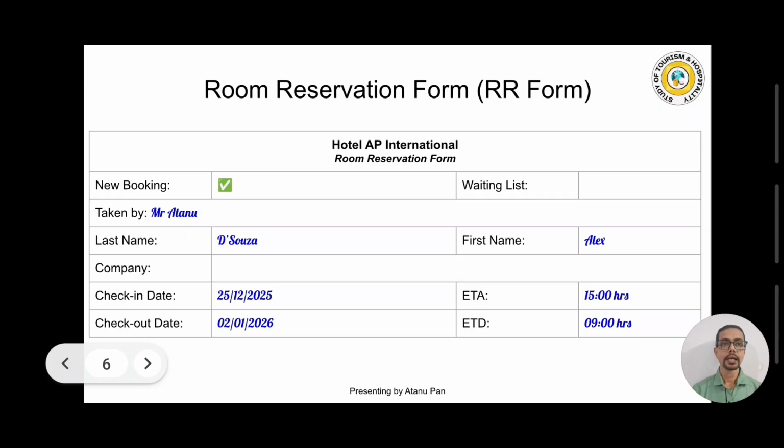And wait list means the reservation agent is taking a booking on the wait list. Suppose all the rooms are occupied, already booked, and there is no vacancy for that particular category of room, but the guest wants that kind of room, for example a junior suite. Suppose the guest has requested a booking for 25th of December, but the junior suite is not available, but the guest is still willing to take it, so in that case we will take it as waitlisted.